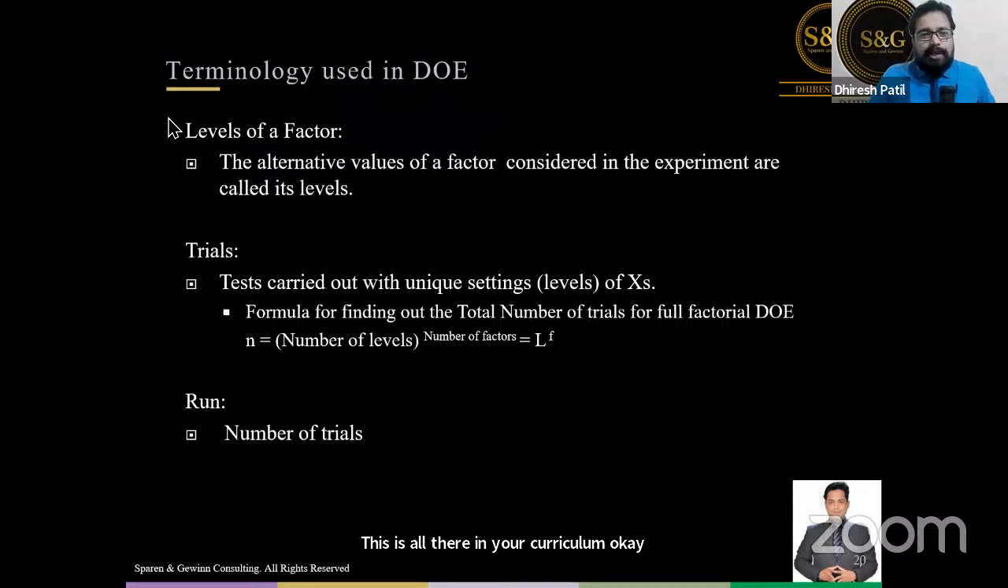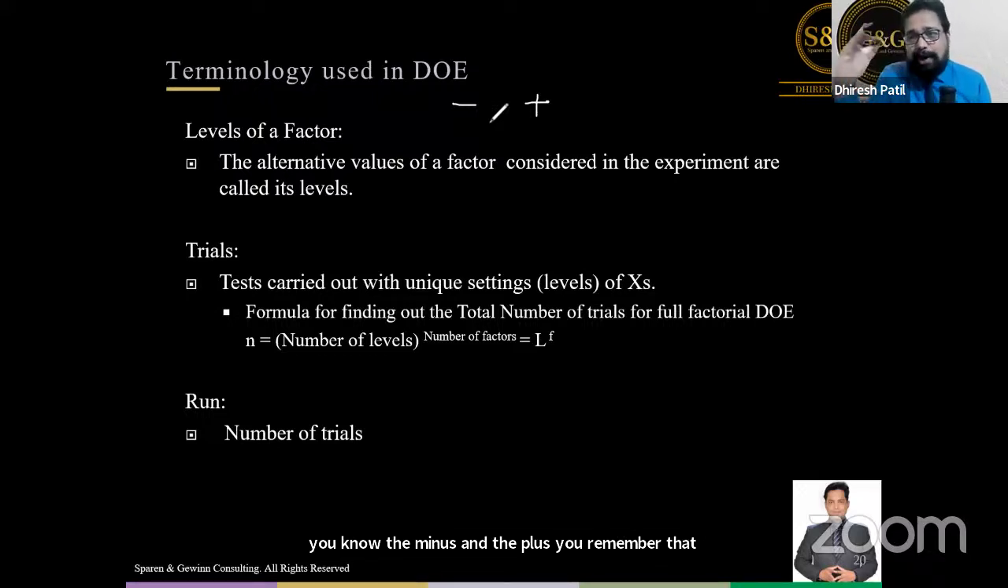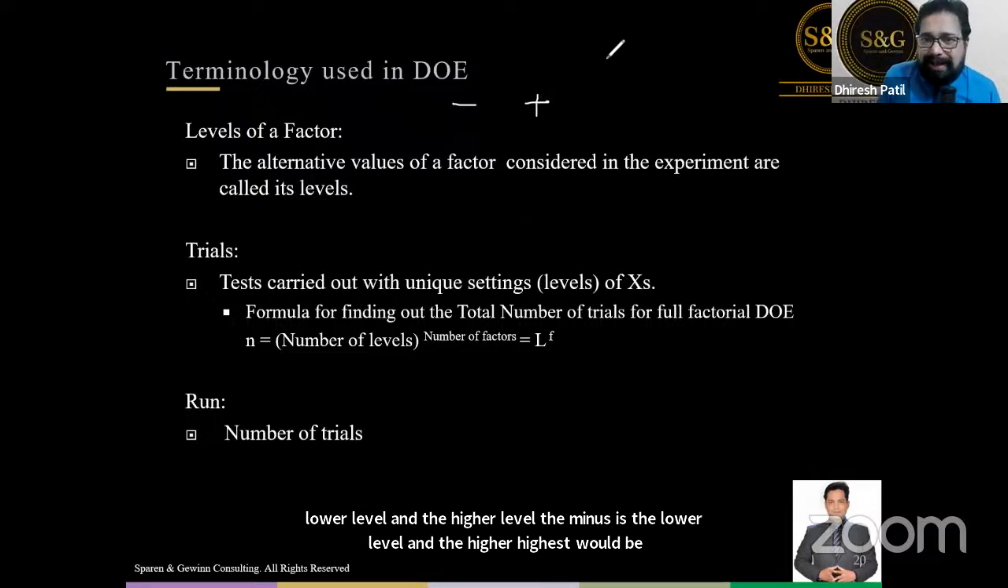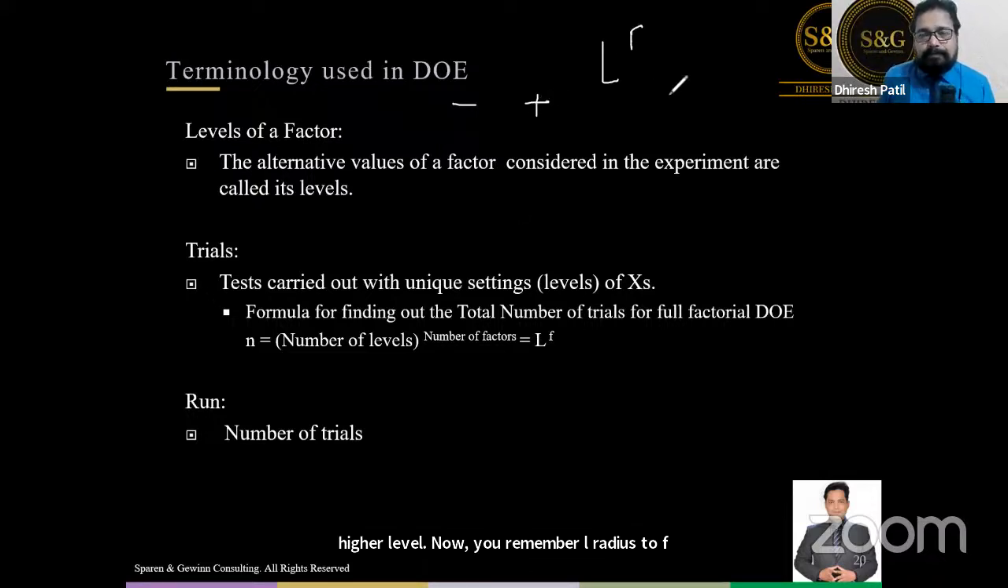Now, the levels of the factors. What is levels of the factors? The levels of the factors are nothing but the minus and the plus. Remember that? The lower level and the higher level. The minus is the lower level and the plus will be the higher level. Now, you remember L raised to F, right? So our levels were 2 and the factors were 3. So our number of runs is equal to 8.